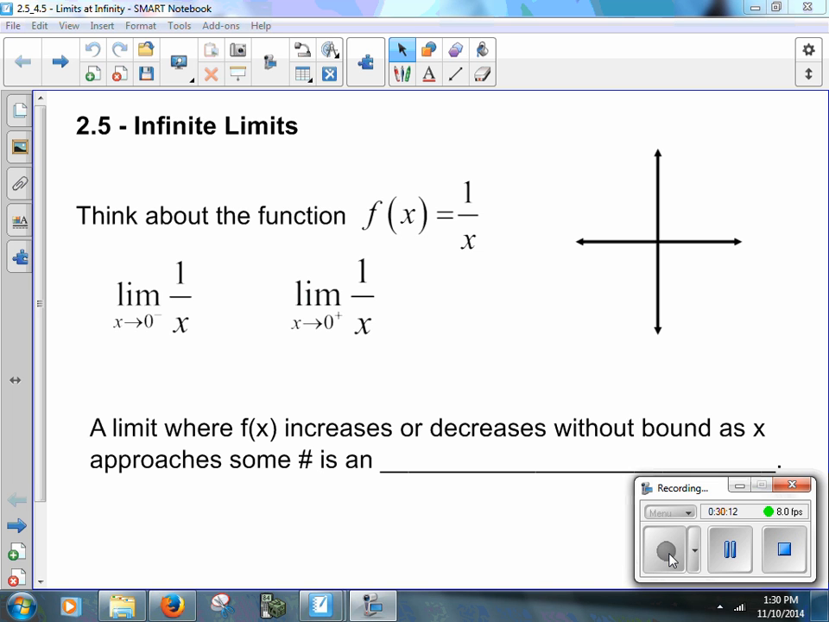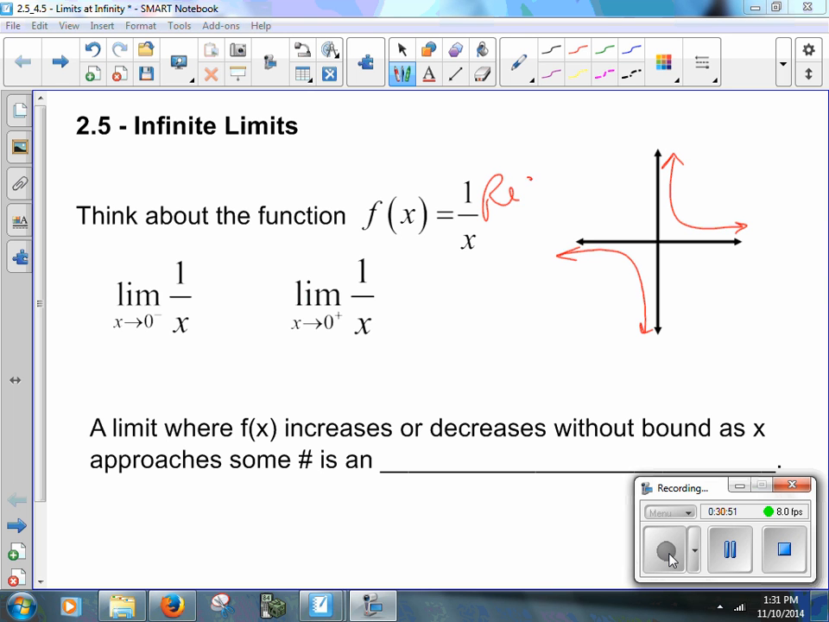Think about the function f of x equal to 1 over x. The limit as x approaches 0 from the left. What is that function, 1 over x? What is the function 1 over x? So it's a reciprocal function. So isn't it here and here? That's the reciprocal function.